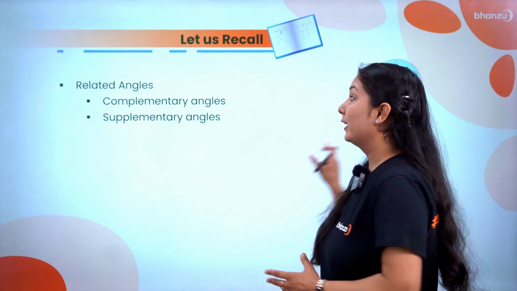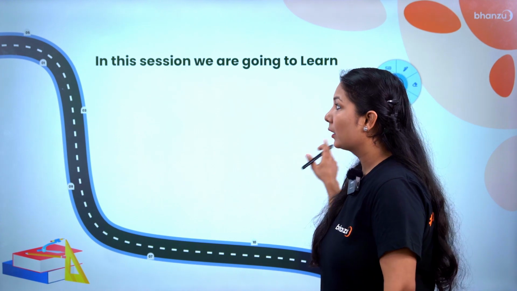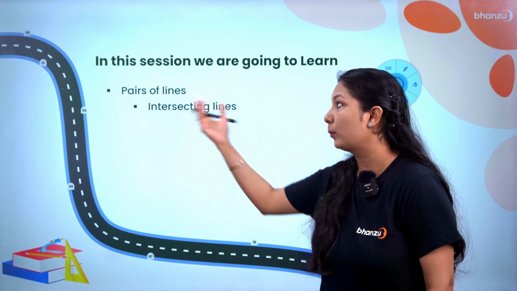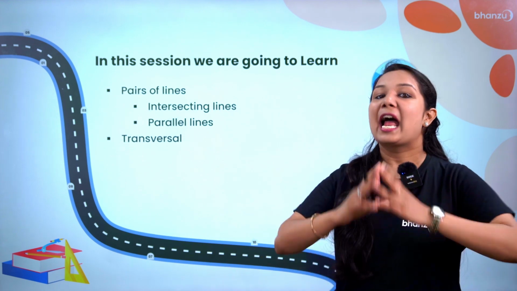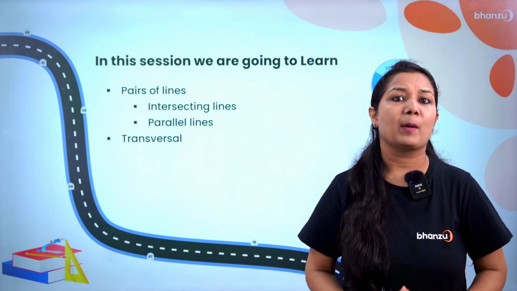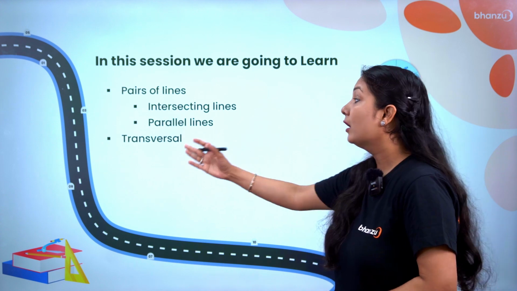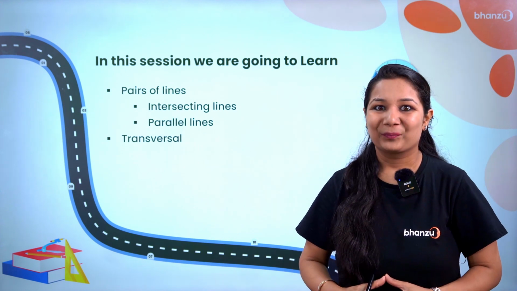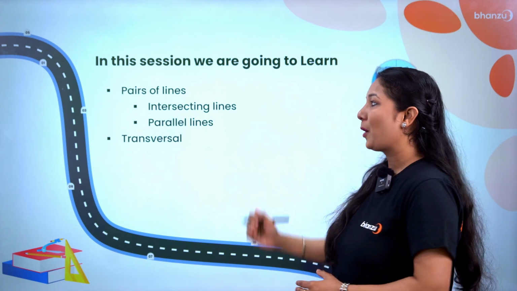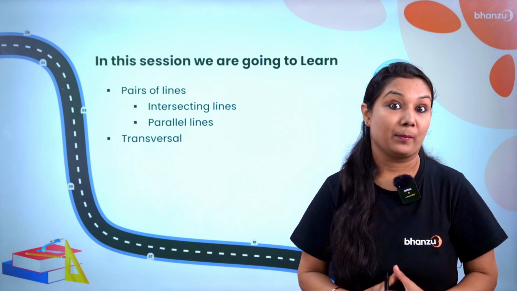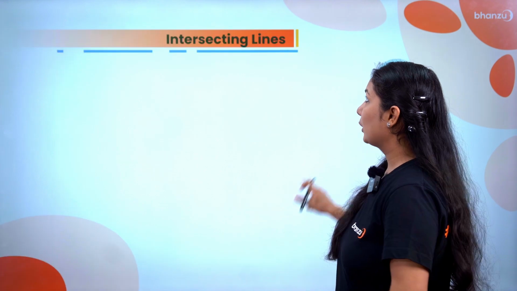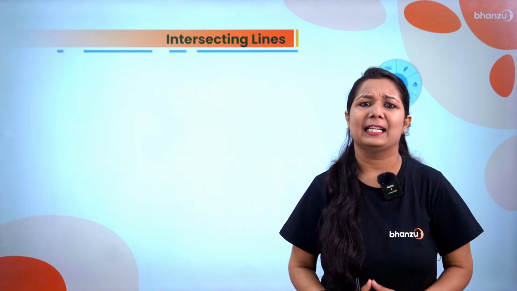Now let's move ahead to today's topic, where we are going to cover pairs of lines, which are intersecting lines and parallel lines, and also we are going to talk about a different line which is called a transversal. So let's learn about these topics in detail and keep noting down the important points, right? So here we start with the session for intersecting lines.